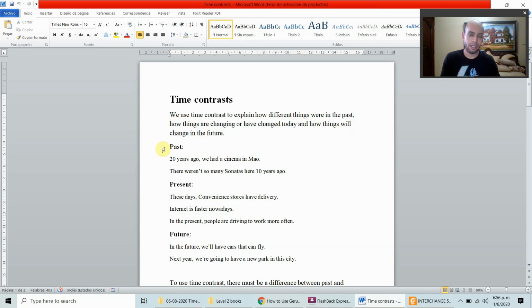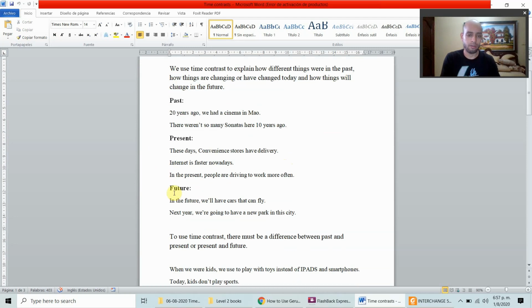So let's see some examples. 20 years ago, we had a cinema in Mao. There weren't so many sonatas here 10 years ago. An example with the present. These days, convenience stores have delivery. Internet is faster nowadays. In the present, people are driving to work more often.